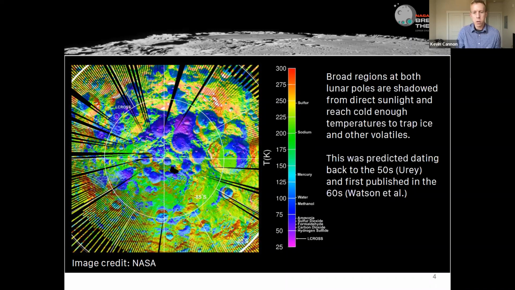And within those are some of the coldest areas on the moon, in fact, the coldest areas in the solar system. These are the cold traps, which are cold enough to hold on to water in solid form in a vacuum on a billion-year time scale. Going back to the 1950s and 1960s, people started to predict that these areas at the poles of the moon could trap water and could have deposits of water ice. Next slide.